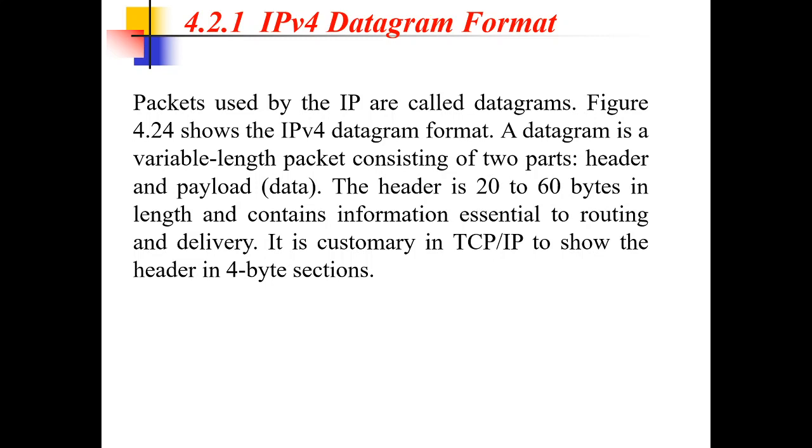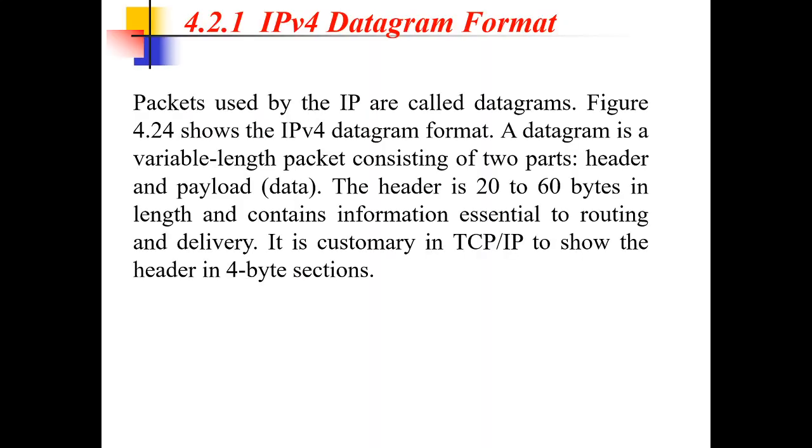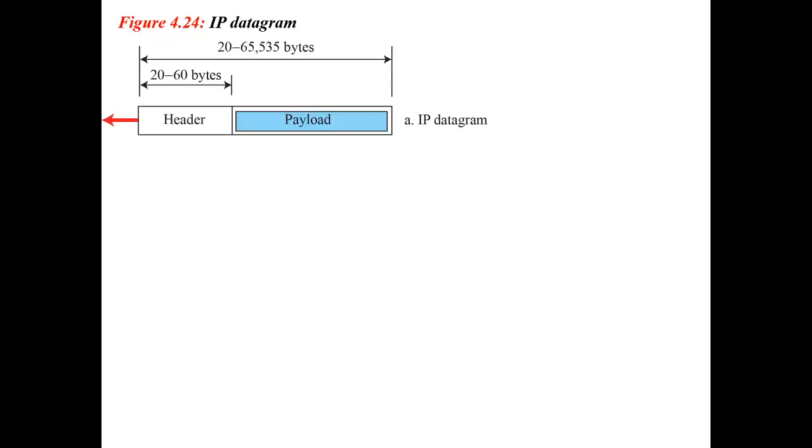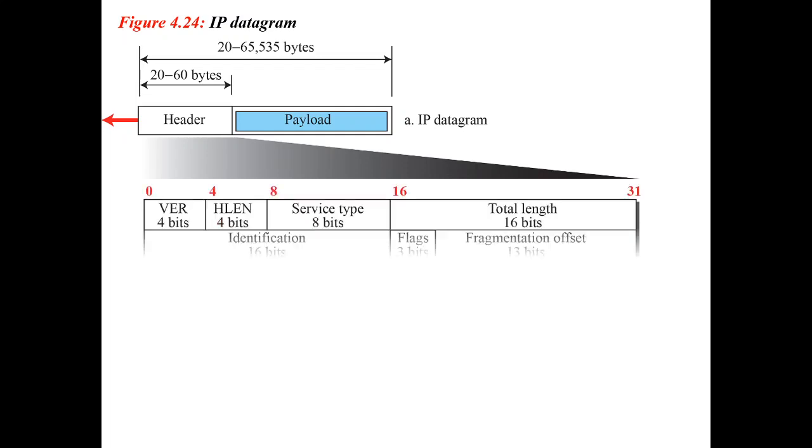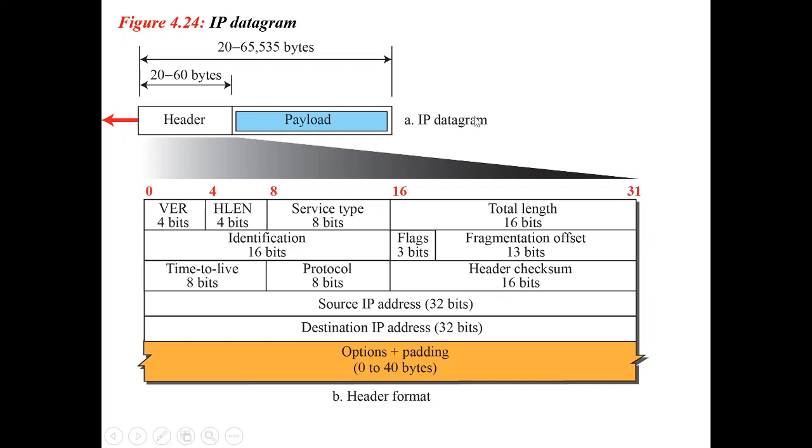A datagram is a variable length packet consisting of two parts, header and payload. The header is 20 to 60 bytes in length and contains information essential to routing and delivery. Okay, so this is the diagram, IP header datagram. It consists of header part and payload. Header is of 20 to 60 bytes. Total datagram is of size 65,535 bytes.